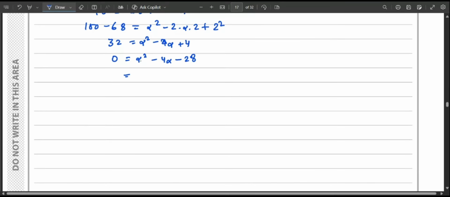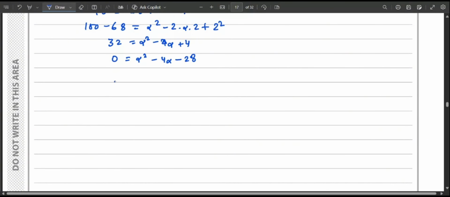We see that alpha square minus 4 alpha minus 28 is a quadratic equation. So we have to solve it using the methods for solving quadratic equations. To solve this equation, we can use the middle term method. We have 28 here. We can write 28 as 7 into 4, but that will not give us 4. So we can see that the middle term method will not work here.